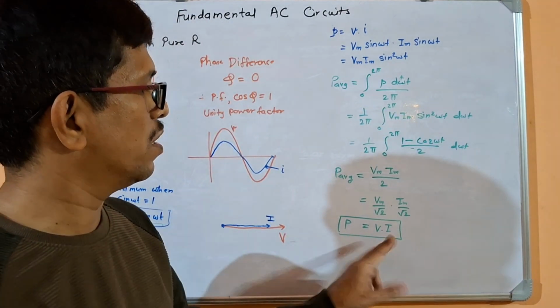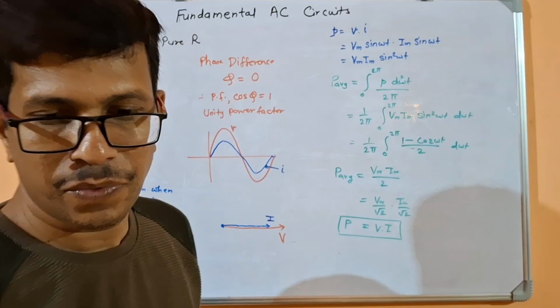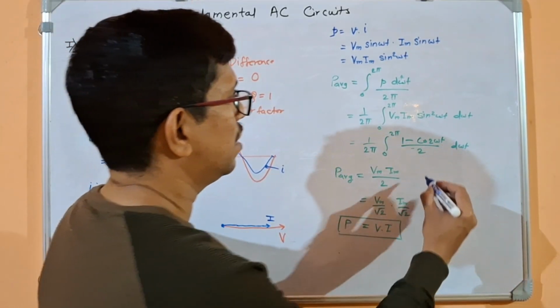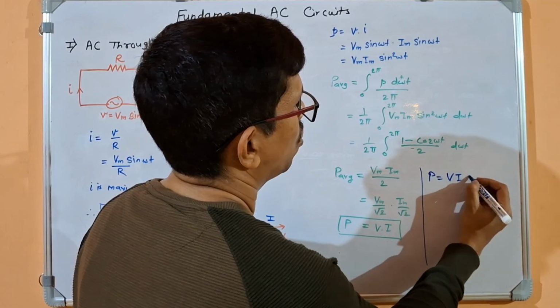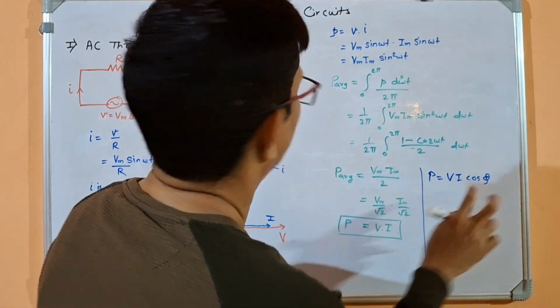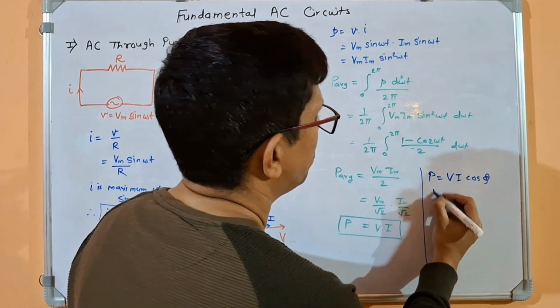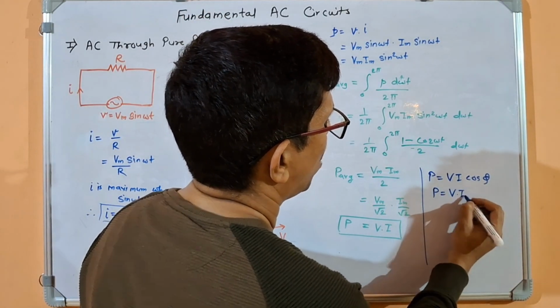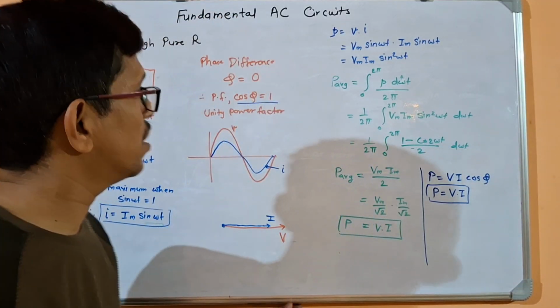This is my power. We can prove this alternatively, as you know the power formula: power is given by VI cos phi. Here cos phi is unity, which we have already proved. So P is equal to V into I. This is another way to find the power in a resistive circuit.